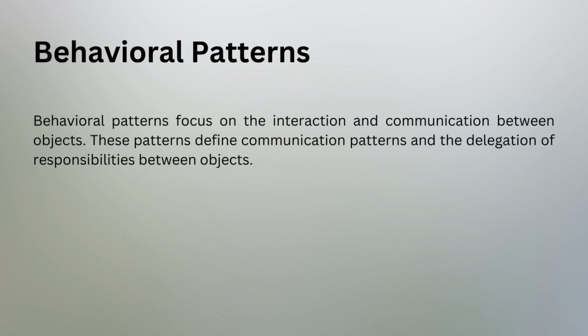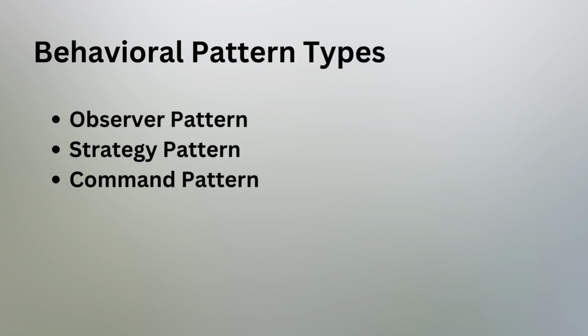Behavioral patterns. Behavioral patterns focus on the interaction and communication between objects. These patterns define communication patterns and the delegation of responsibilities between objects. Observer pattern. The observer pattern establishes a one-to-many relationship between objects, where changes in one object trigger updates in its dependent objects. It allows objects to be loosely coupled, ensuring efficient communication and reducing dependencies.